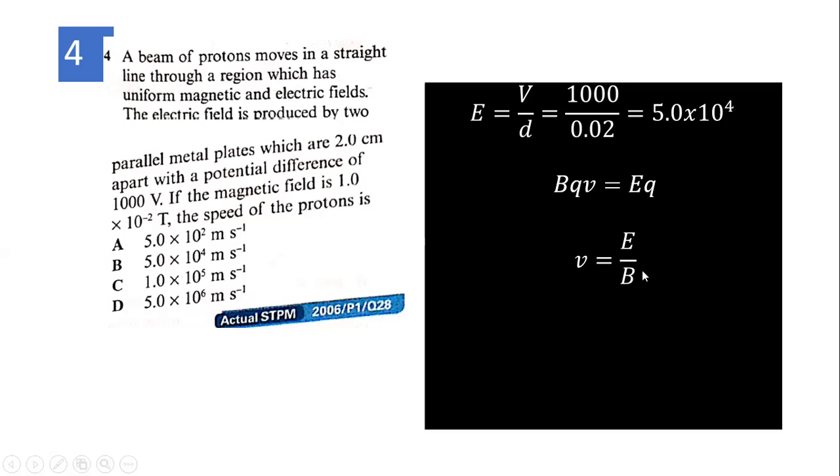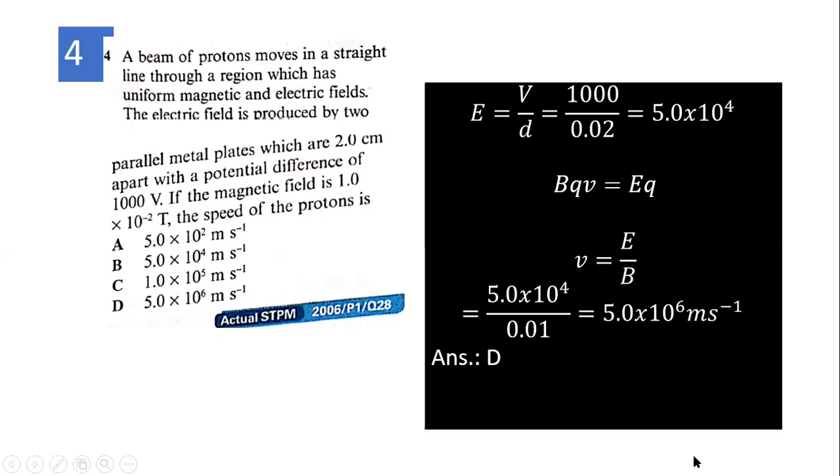As I say, you can memorize it, go ahead. If you cannot, work it out step by step. Put in your value for E, put in your value for B, and calculate. Okay, done.